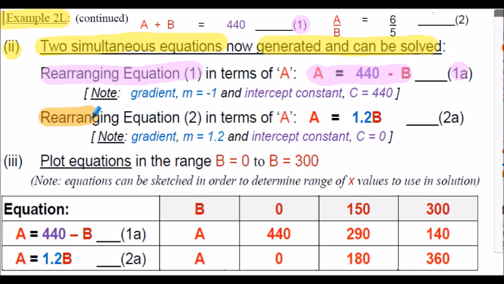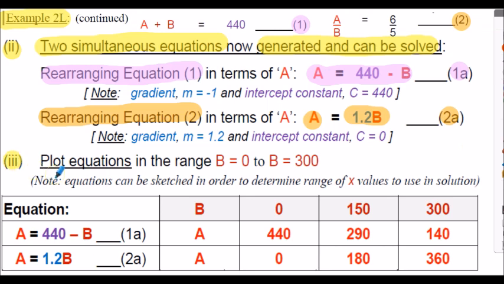Rearranging equation 2 from above, to make A the subject, I will have to multiply both sides by B in this case. So A will equal 6 divided by 5 times B, or simply 1.2B. 6 divided by 5 is 1.2. I've called that equation 2A. I'd encourage you to pause the presentation and just think through for a moment how I've arrived at equations 1A and 2A for your reference.